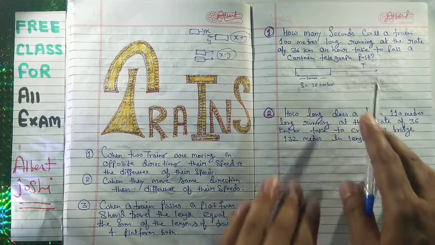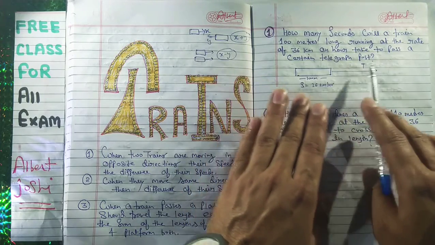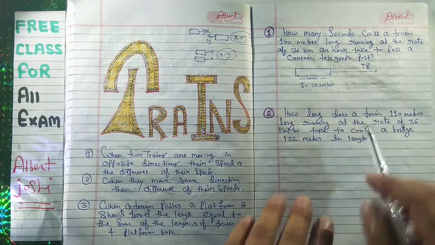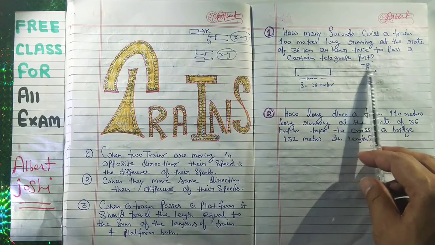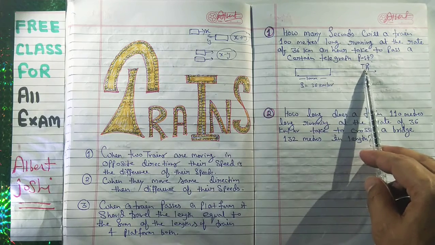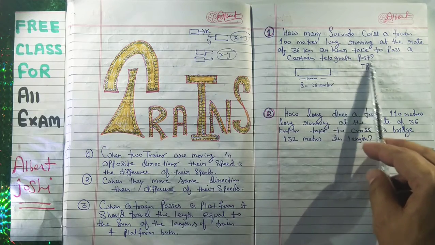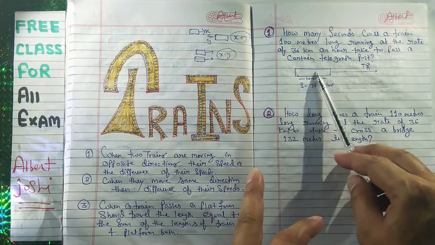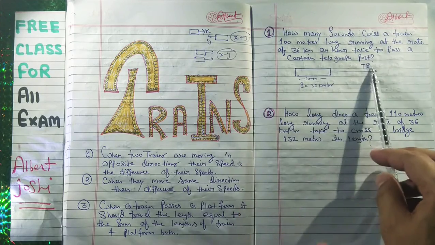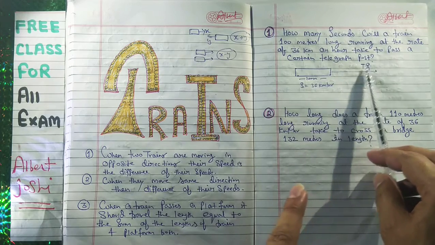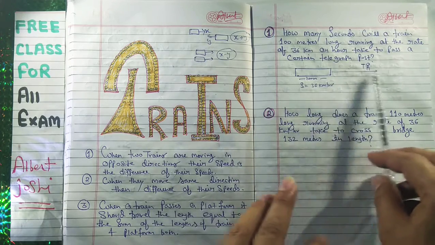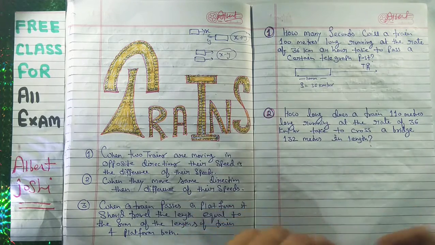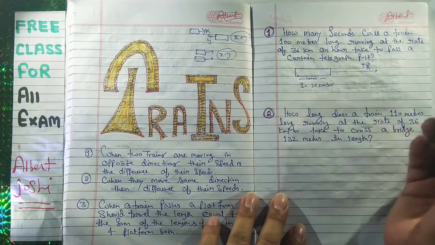Whenever it is passing a telegraph post, or a man, in this condition you will not consider the length of such items or objects. If there is a platform, then you have to add the length of both train and platform. But if there is a telegraph pole or man, in this condition you will not think about this. So here, how will you solve it? Your 36 km per hour.